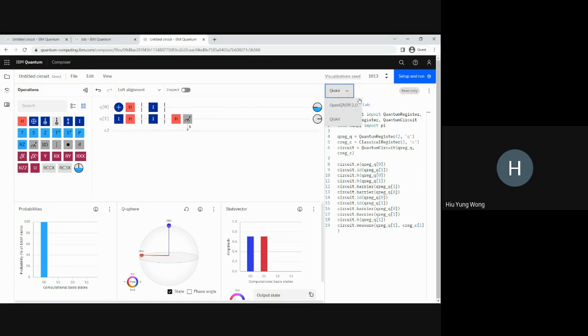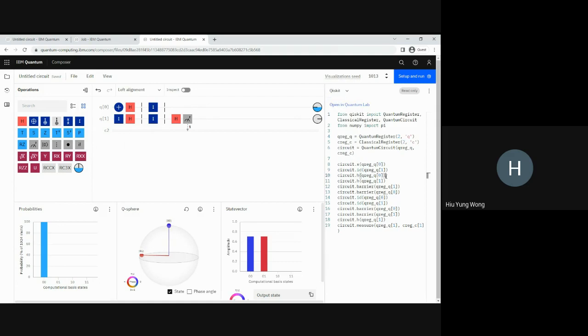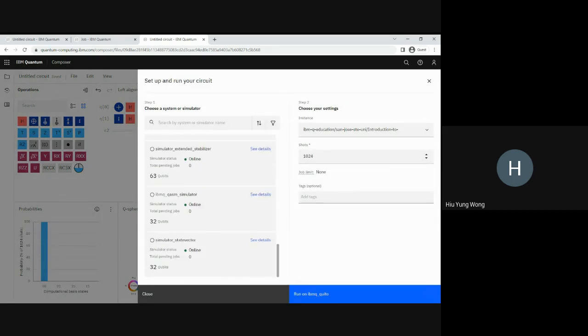So there are different types of code. I think this one should be QASM. Yeah, you want to use Qiskit. This is better. Qiskit. Just set up and run. Now you can use this quantum computer. There are real quantum computers here, right? But because of time, I will explain why later. I just submit to the simulator.